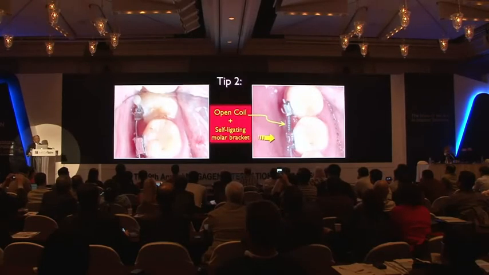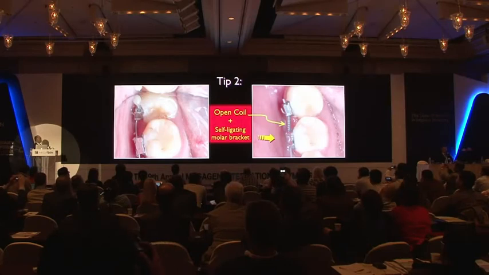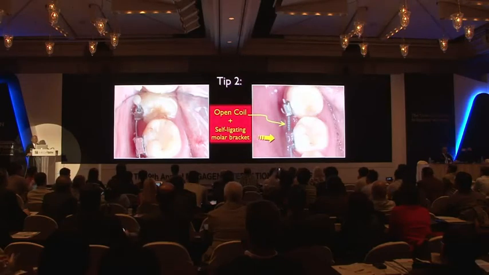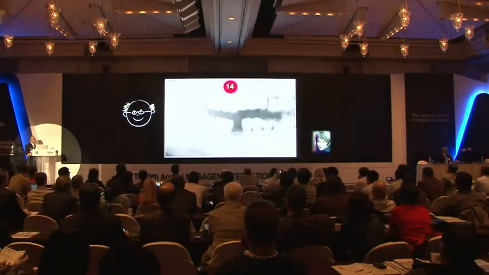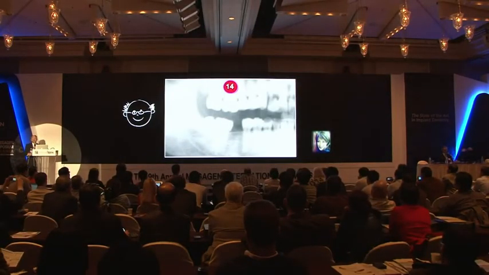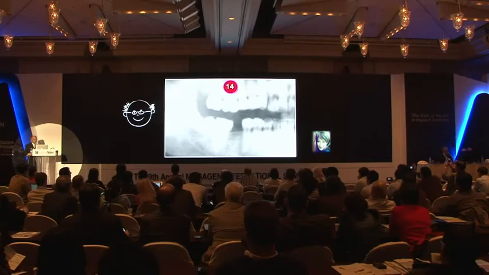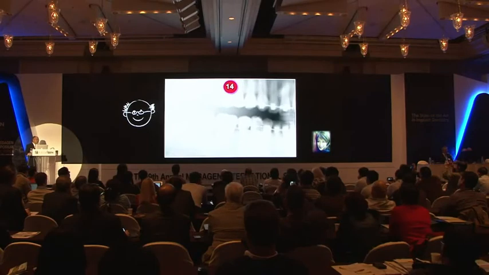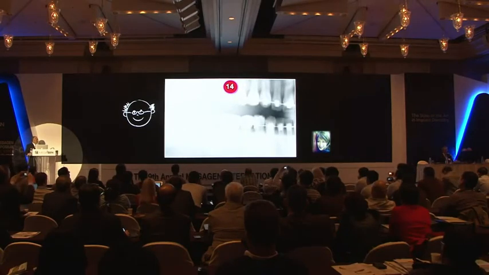So the second tip I'm going to talk about is, after you bond the bracket, you'll be able to put an open coil spring between second molar and third molar. Why you want to do that? Because you want to keep the crown backward and bring the root tip forward, so you get a parallel of the third molar. In order to do that, I would suggest you to put the second molar a self-ligated bracket. It will be easy for you to open the bracket. So within 14 months, you will see that the major problem has been solved.